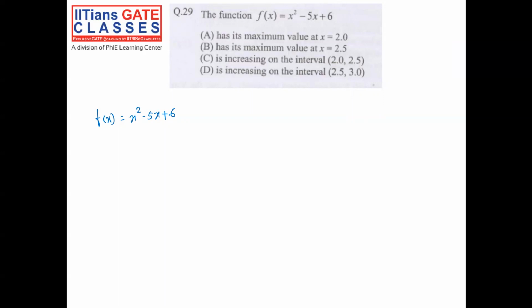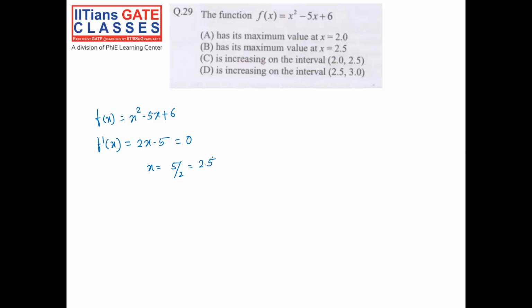So let's try to find f dash of x. f dash of x is 2x minus 5. Whenever we calculate the minima and maxima, we equate the derivative with 0 and get the value of x. So in this case, x is equal to 5 by 2, which is 2.5.